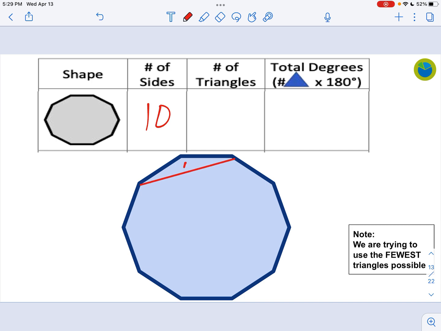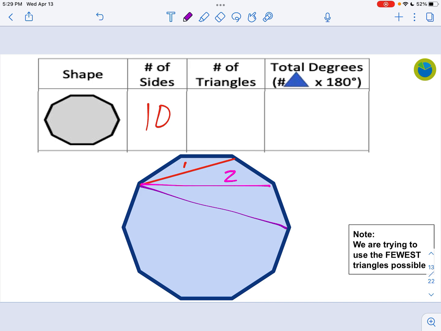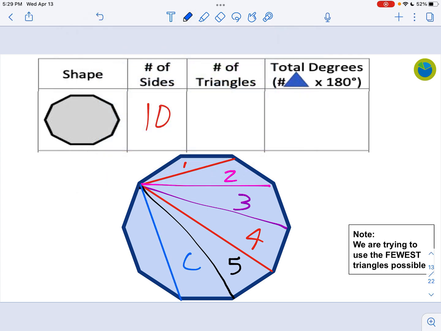Here's triangle number 1. Triangle number 2. Triangle number 3. Triangle number 4. Triangle number 5. Trying to make straight lines. Triangle number 6. Triangle number 7. And there's one more hiding here. Triangle number 8. There are 8 triangles. Give yourself a star if you got both of those right.